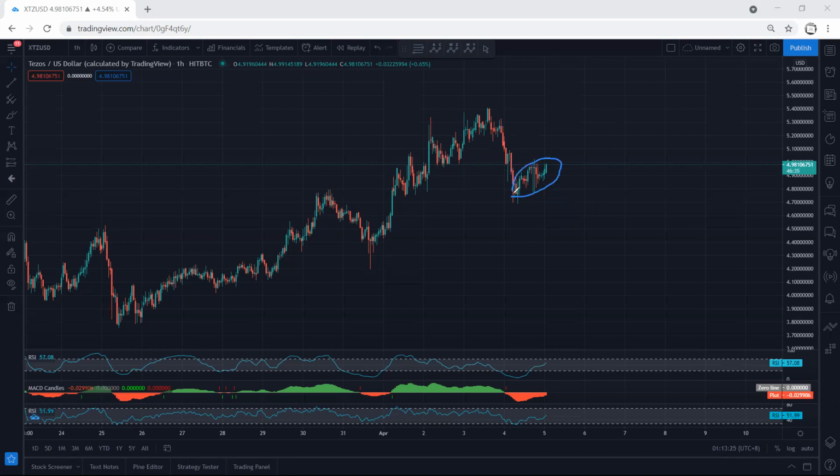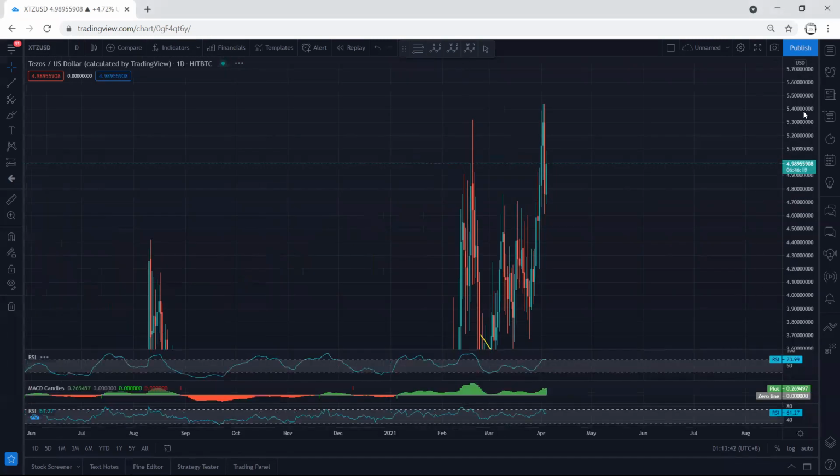Now the question is whether this is the start of the up move, or this one can turn into one more drop before we get the next move, because the move is really corrective. By the way, this is what we expected, and exactly what we got. And now we start with the higher time frame. We start with the daily chart.